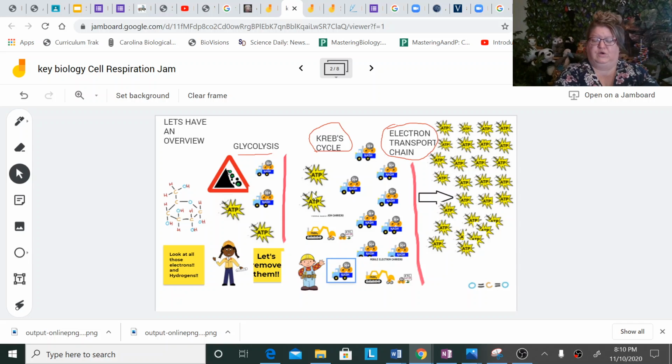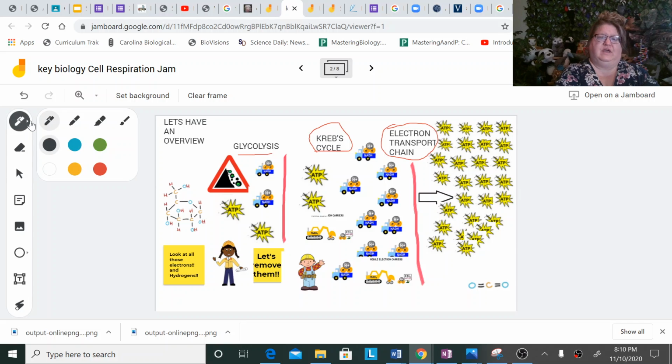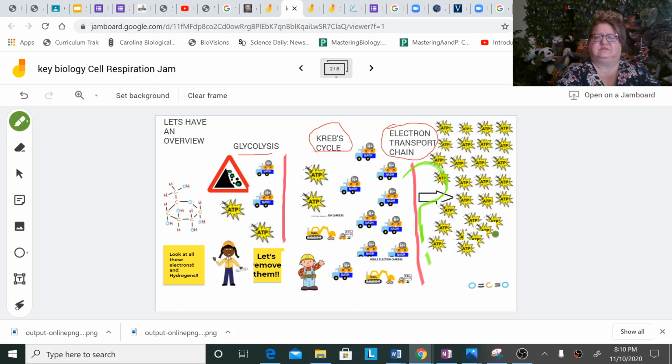So we don't really have that many ATPs so far. We got 2 in glycolysis, 2 in the Krebs cycle. But notice somewhere between the Krebs cycle and the electron transport chain, we end up making a bunch of ATP. And the big question that we kind of have here is, how do we do this? We've got a lot of ATP coming, but where did they come from? Well, that's going to be our next stage, our last stage.